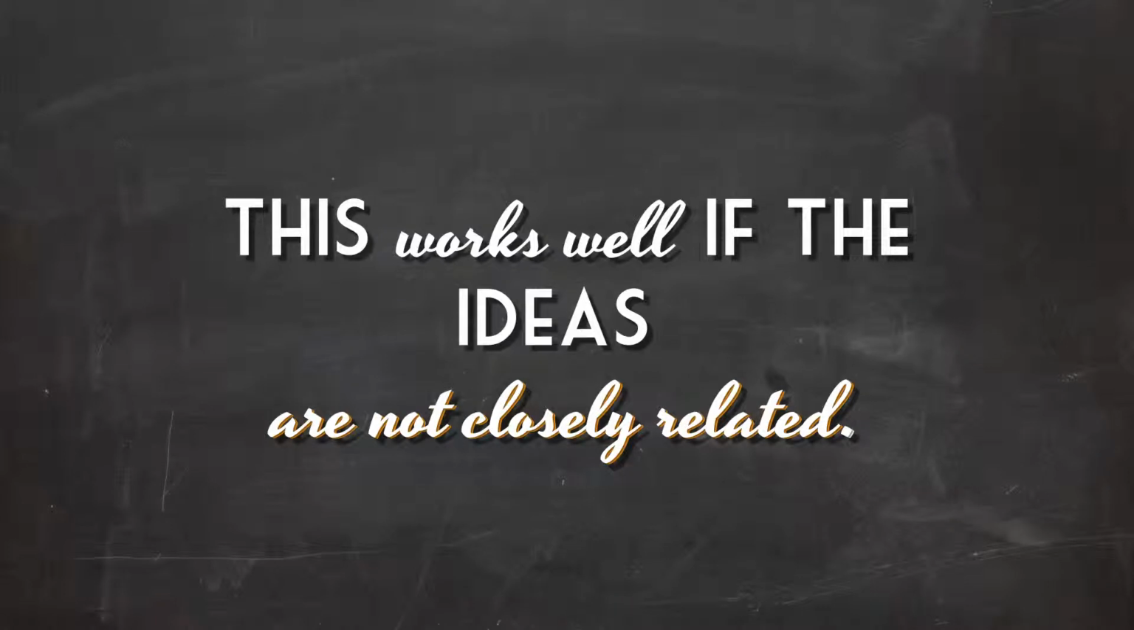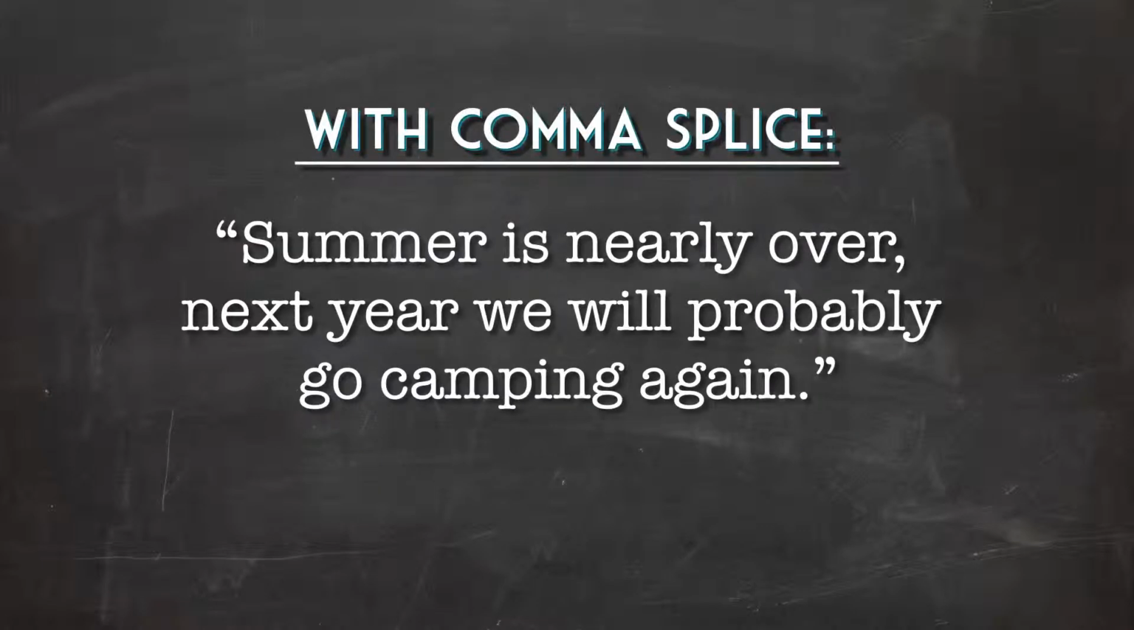The third way you can correct a comma splice is to place a period between the two independent clauses. This works especially well if the ideas don't seem especially closely related. Summer is nearly over, next year, we will probably go camping again. These are two very distinct ideas, best separated with a period.